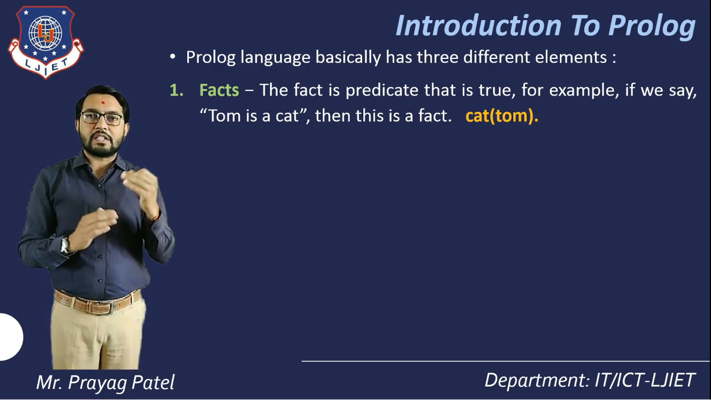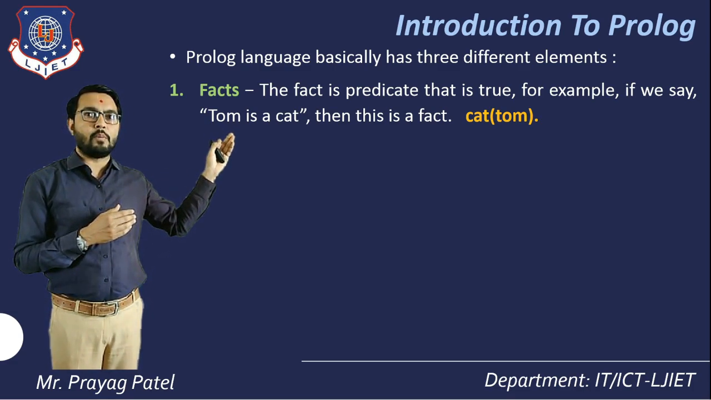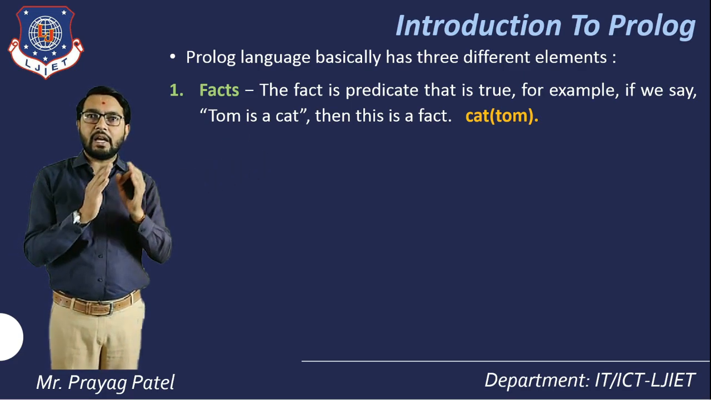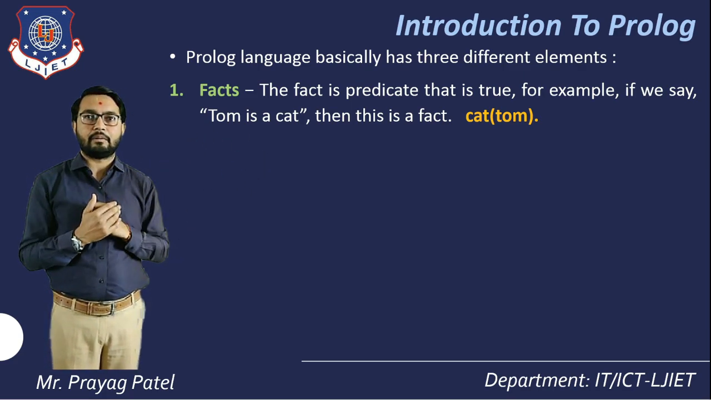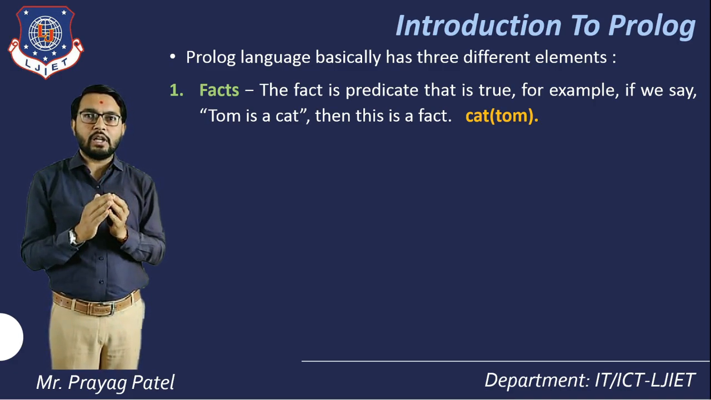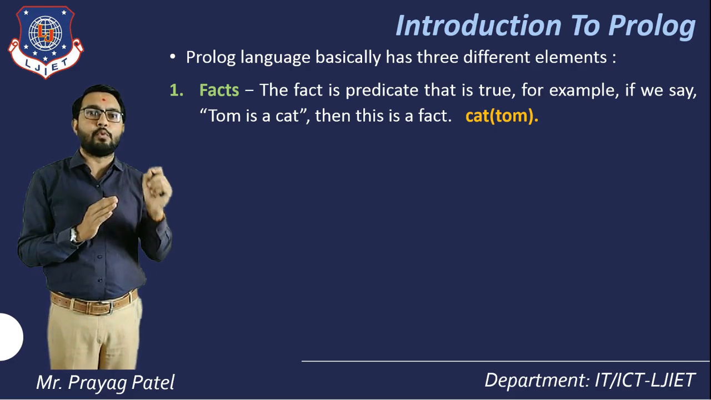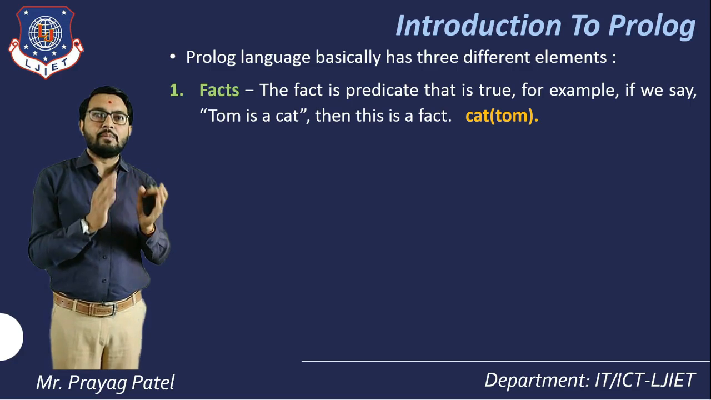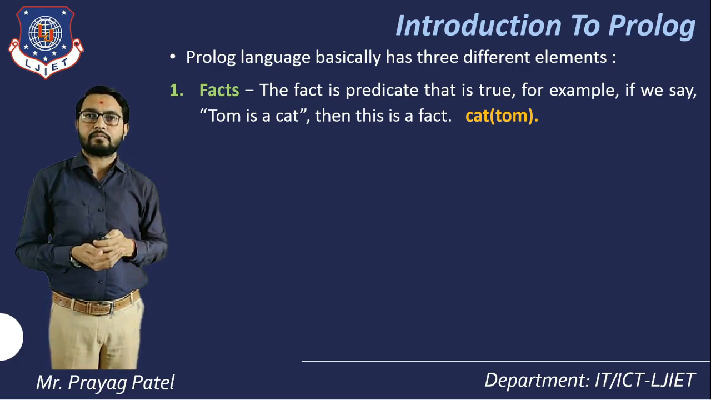How can we write this statement in Prolog? The simple given statement is Tom is a cat. Then we write the statement as cat(Tom), read as Tom is a cat. So this is a fact. One important thing in a fact is that after the fact we compulsorily put a full stop. So in this statement, cat(Tom), then write the full stop for a fact.